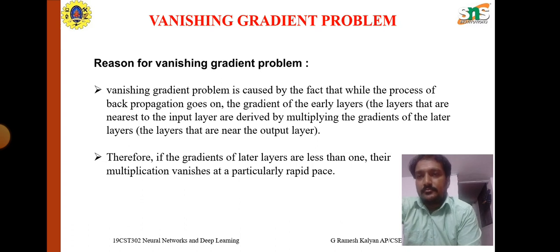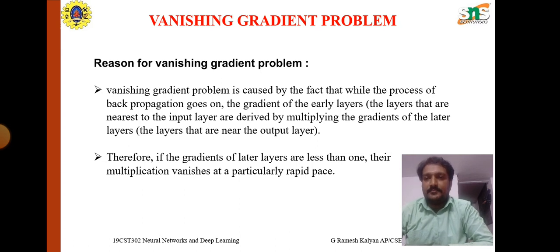And next, what are the reasons exactly for this vanishing gradient problem? The first one is that vanishing gradient problem is caused by the fact that while the process of backpropagation goes on, the gradients of early layers, that is the layers that are nearest to the input layer, are derived by multiplying the gradients of the later layers, the layers that are near the output layer. Therefore, if gradients of later layers are less than 1, the multiplication vanishes at a particularly rapid pace.